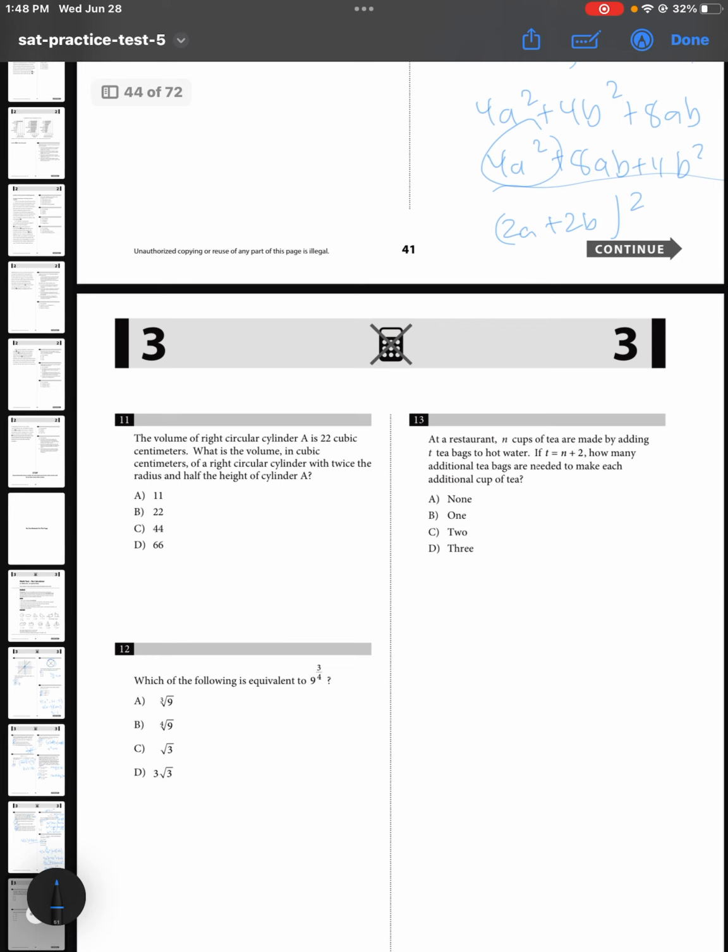Okay, 11. See our time. We're at 7 minutes. Okay, we're good. The volume of the right circular cylinder is 22 cubic centimeters. What is the volume in cubic centimeters of a cylinder with twice the radius and half the height?